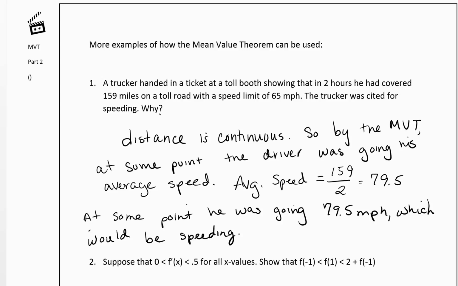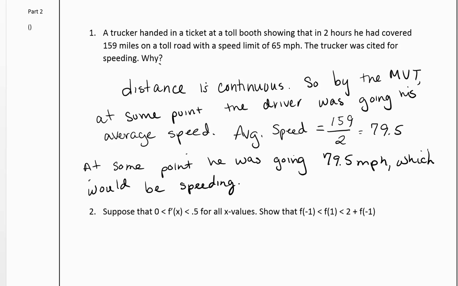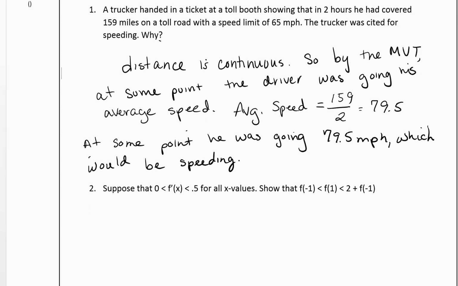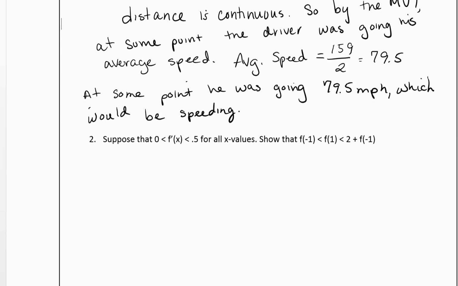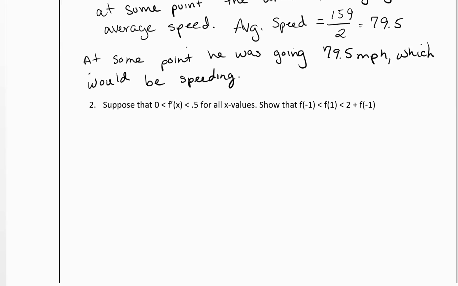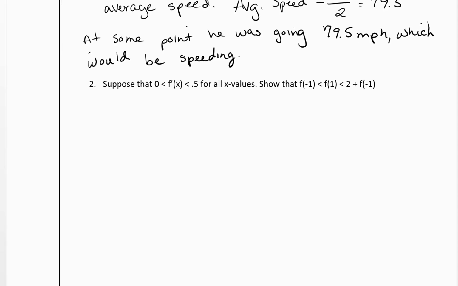So that's just knowing that the mean value theorem says at some point the instantaneous rate is the same as the average. Okay, I think this one's interesting because it's like a little puzzle. It says, suppose that your derivative is between 0 and 0.5 for all x values. Show that f of negative 1 is less than f of 1 is less than 2 plus f of negative 1. Okay? And there's nothing just off the look of it that even tells us that we'd use the mean value theorem. But that's what we're using here.